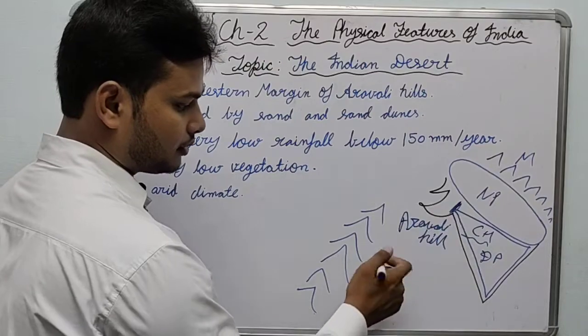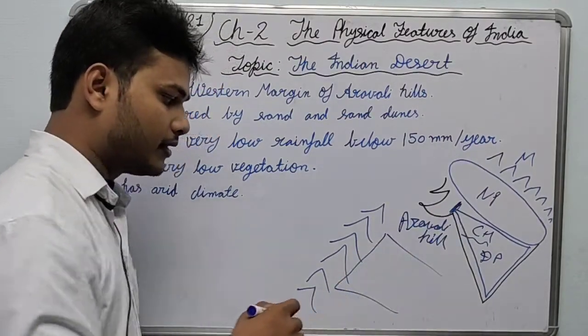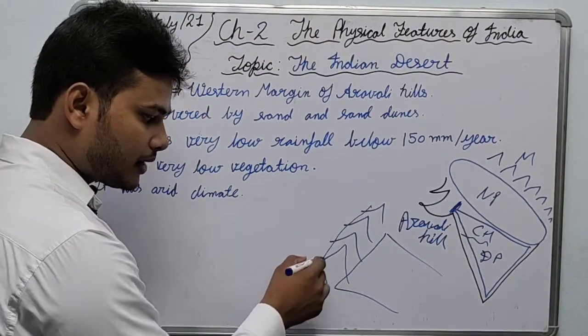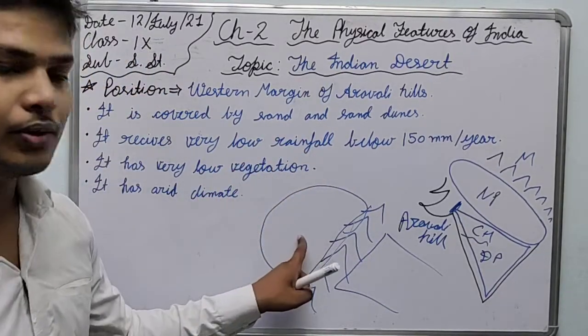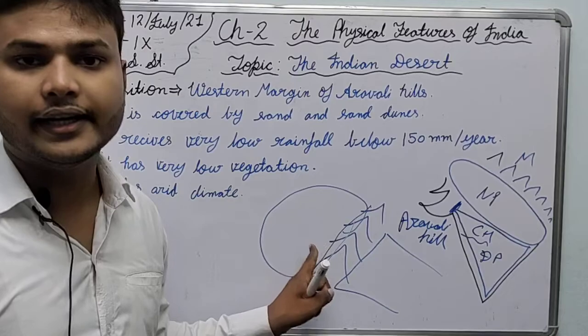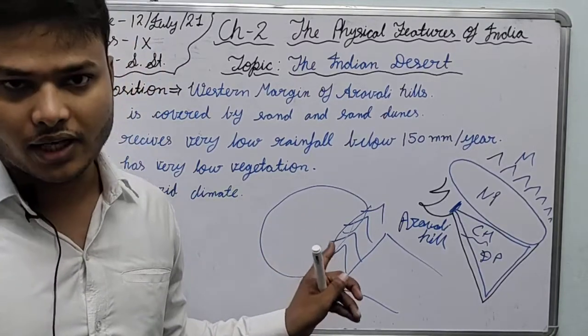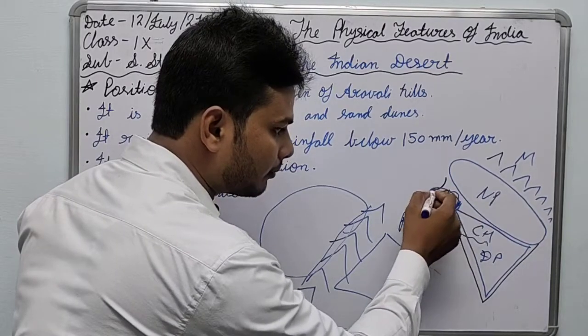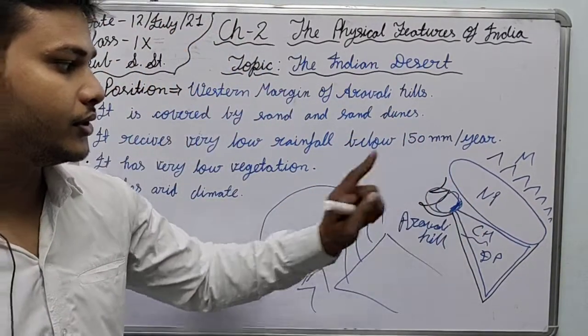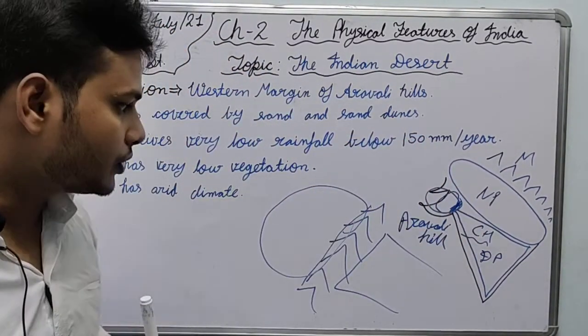Suppose these are the Aravalli Hills in the northwest direction of this Central Highlands. On the west margin of the Aravalli Hills there is a desert like this, known as the Indian Thar Desert, the Indian desert named Thar. So this is the location of the Thar Desert on the Indian map. This portion is the Thar Desert. I hope the location is clear.